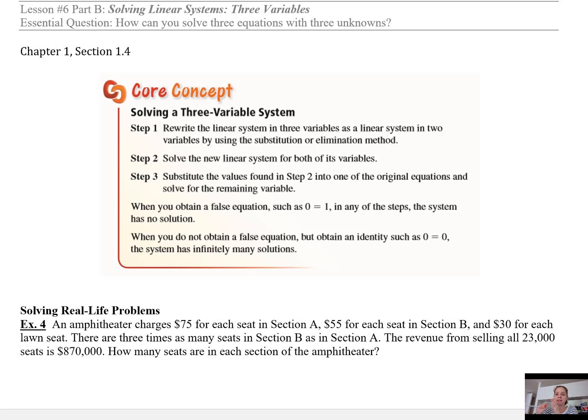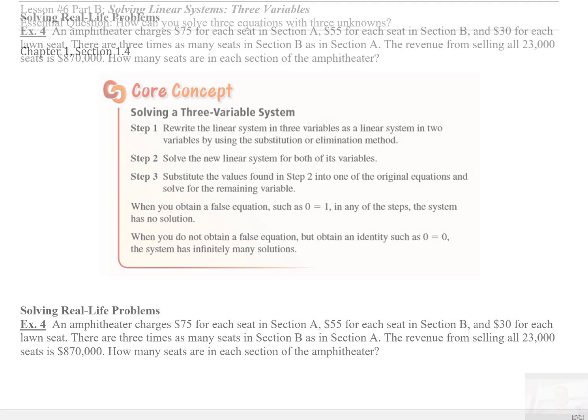Special circumstances: when you obtain a false equation such as 0 equals 1, in any of these steps, the system has no solution. And when you do not obtain a false equation but obtain an identity such as 0 equals 0, the system has infinitely many solutions.